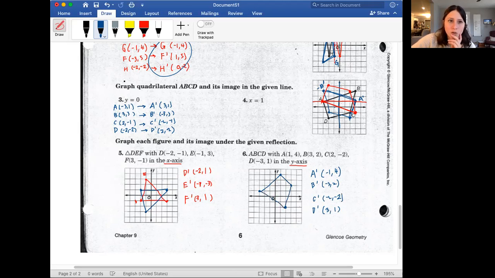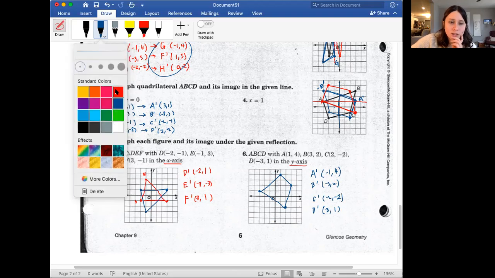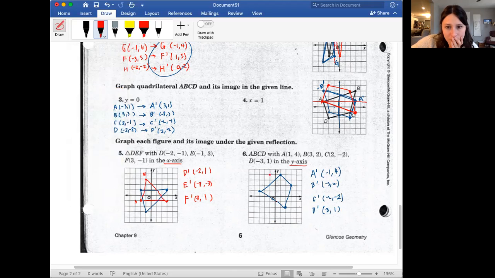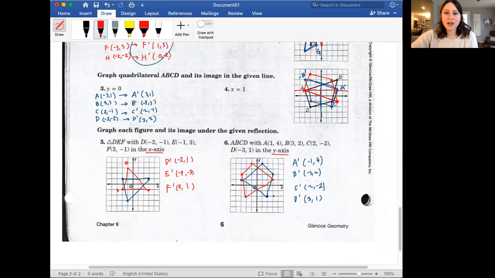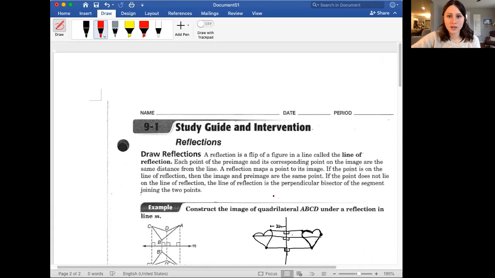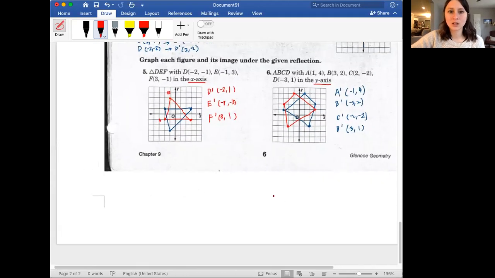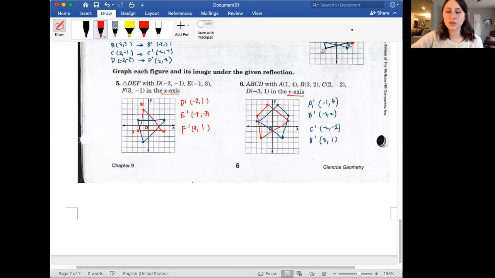Reflected over your y-axis, it's just going directly across. So this becomes -1, 4, -3, 2, -2, 2, -2, -2, and then 3, 1. Draw your reflection. See how that's reflected? All right, looks like a good sign. Okay, that's all I have for you for 9-1. Hopefully that made sense, and we can talk about anything in person if you have questions.